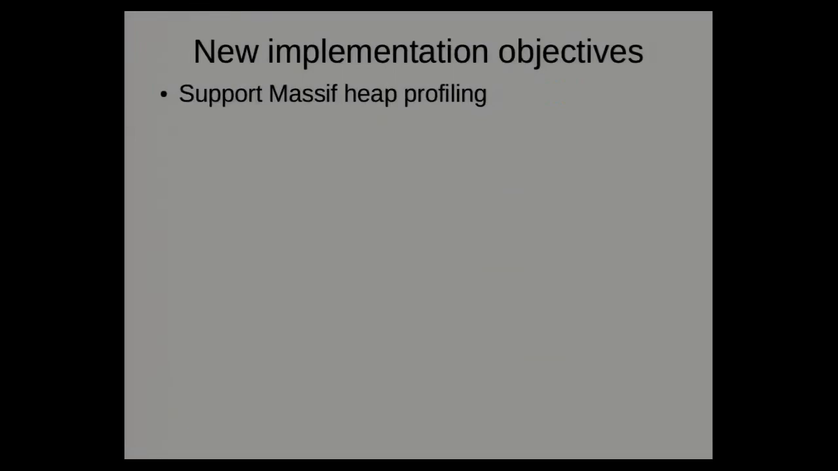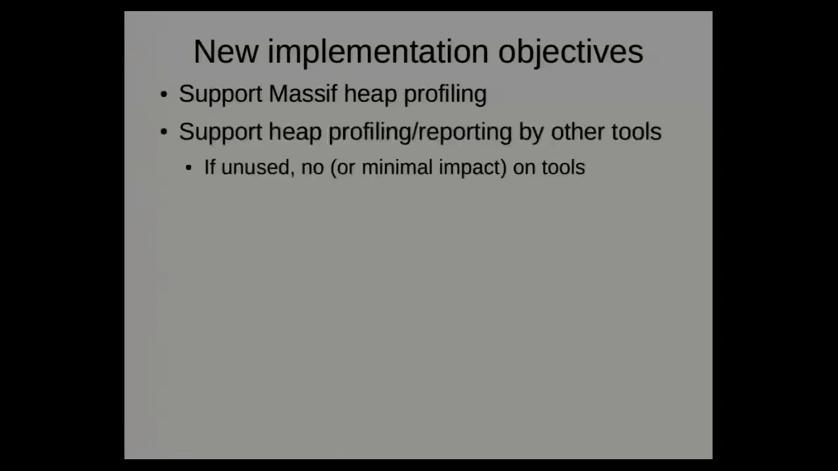So now I have quickly described how it worked in 3.12, and now I will describe what were the objectives for the new implementation. So of course the first objective was to still support massif heap profiling. It would be a little bit sad if the new stuff would not support massif. The other thing is I also wanted to have heap profiling reporting supported by other tools. So I wanted to generalize the memory reporting.